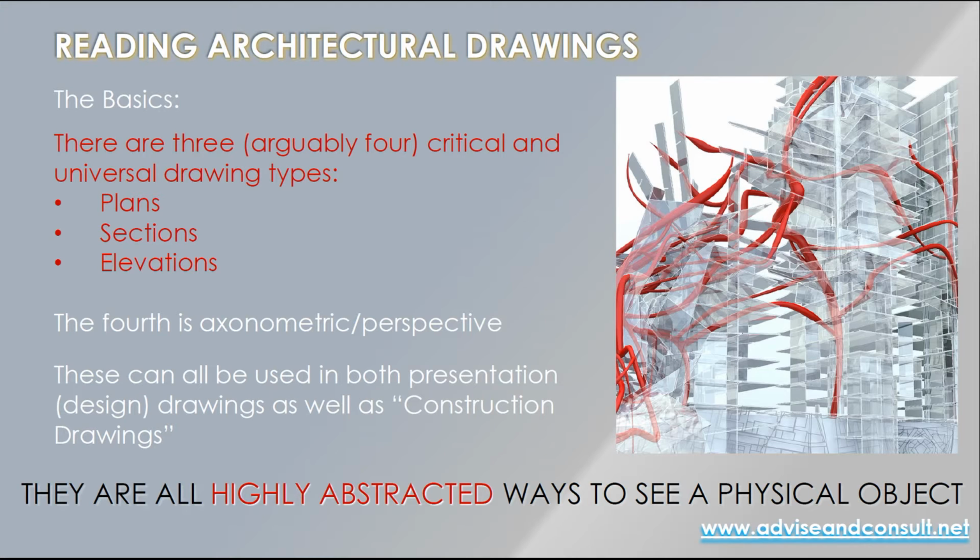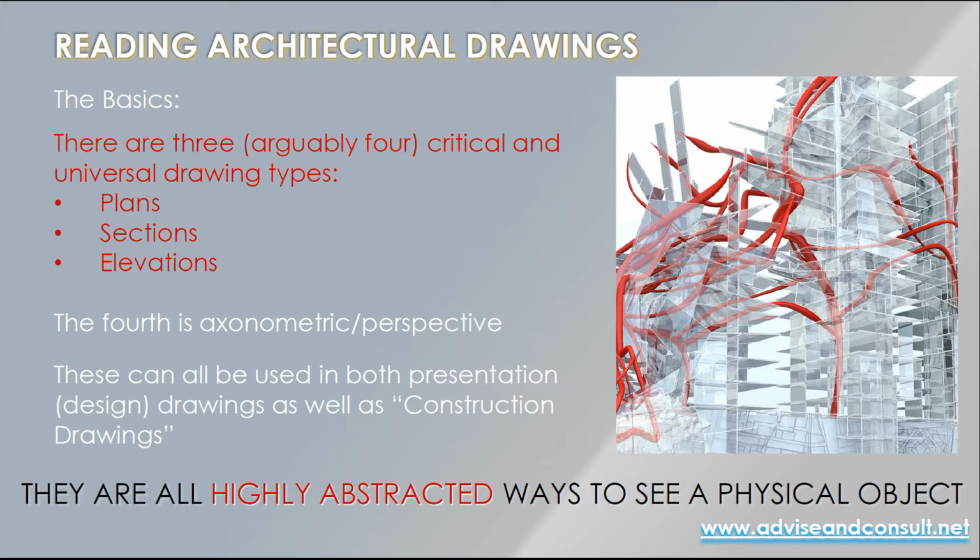Okay, on to the drawings. So there are 3 critical types of drawings in architecture: plans, sections, and elevations. I'm going to describe those in much more detail. There is a fourth, arguably four, I say. The fourth is axonometric and perspective drawings, and I will explain those as well.